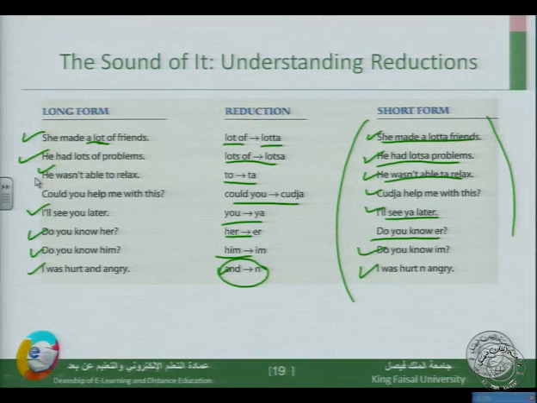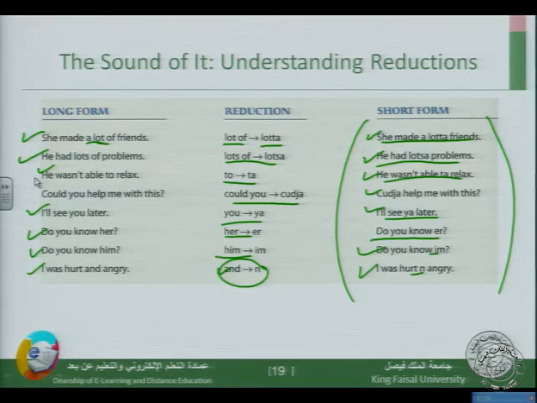So again, let us read it together right here. She made a lot of friends. She had lots of problems. He wasn't able to relax. Could you help me with this? I'll see you later. Do you know her? Do you know him? I was hurt and angry. Notice now how it is as if each one of these has been merged with the one before it.